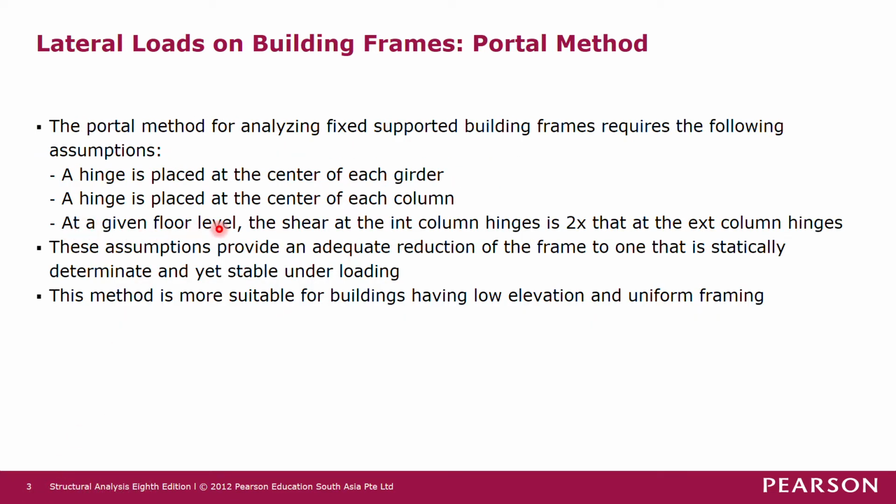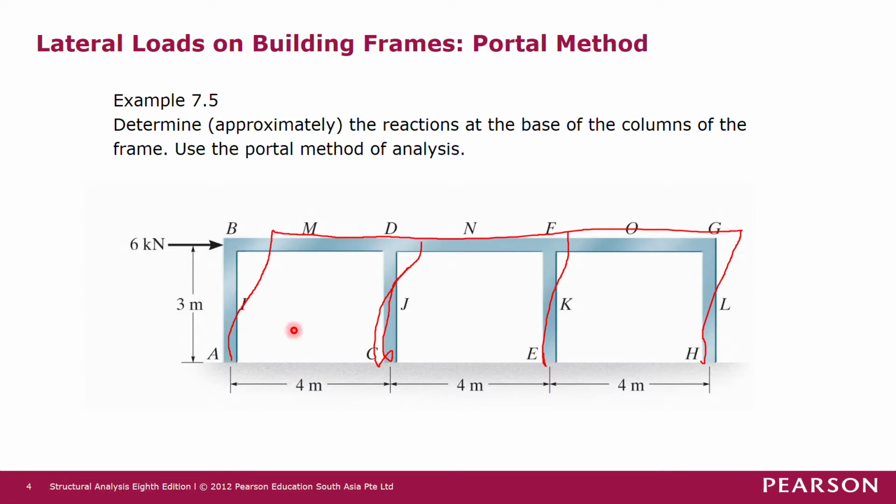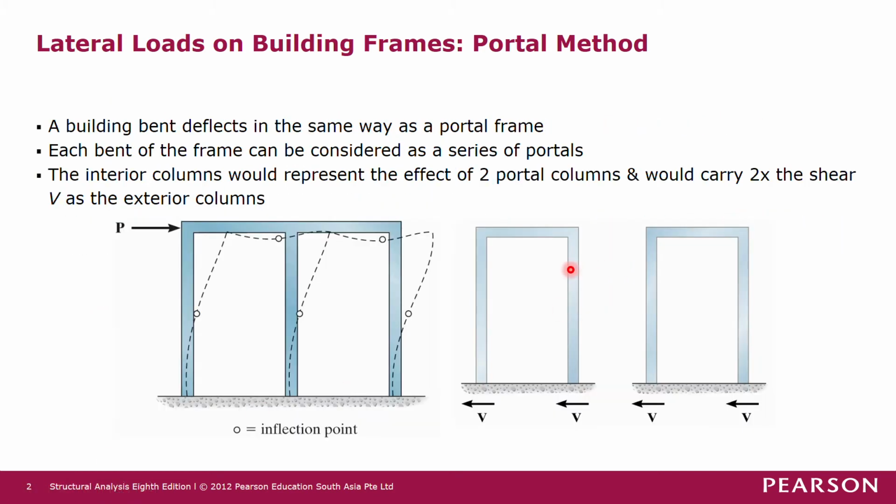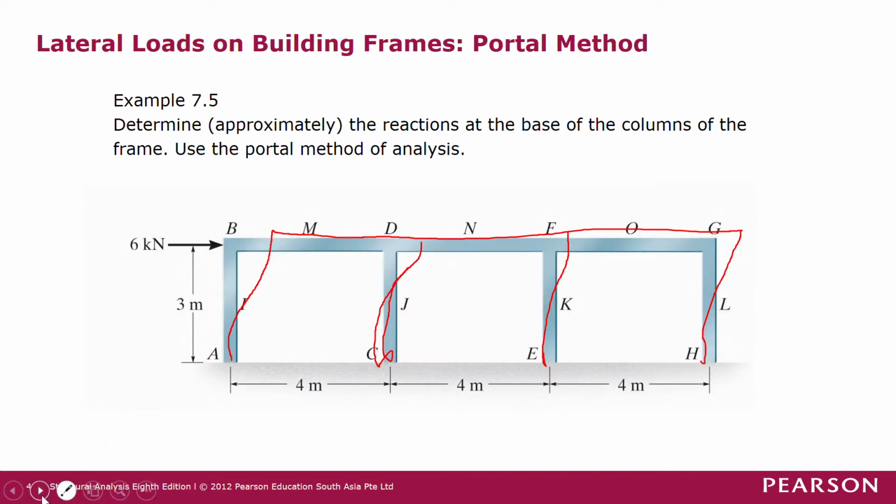And then at a given floor level, the shear at the interior column hinges is 2 times that at the exterior column hinges. So in this particular assumption, we said that the shear in the exterior columns is just half of the interior columns, or the shear at the interior columns is double the shear at the exterior columns. So with that, we look at a particular example here.